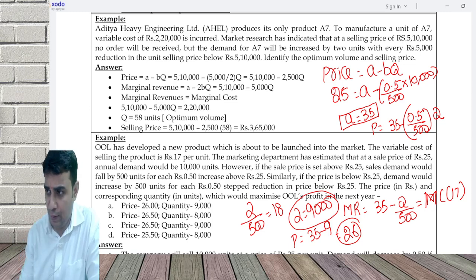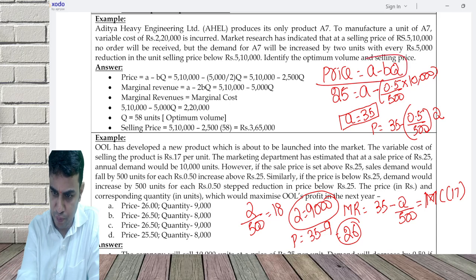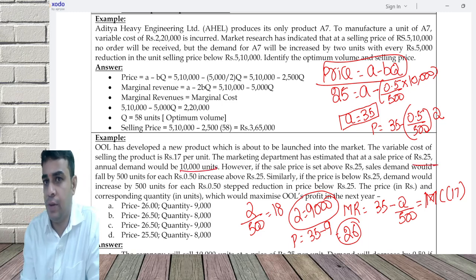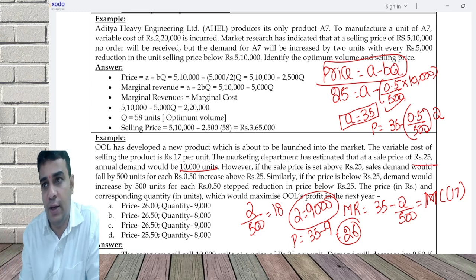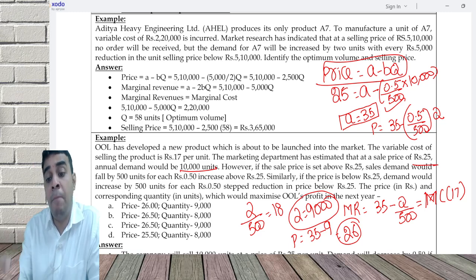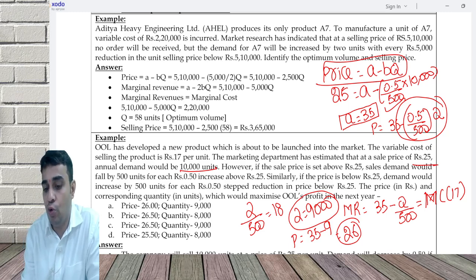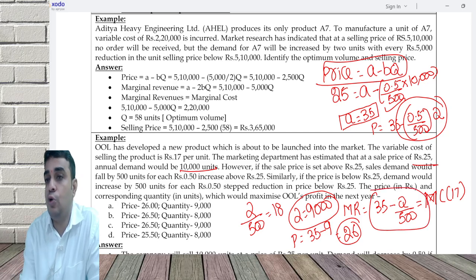First, price is equal to A minus BQ. In that I know price is 25, volume is 10,000. So I use that: 25 is equal to A minus change in price by change in quantity into 10,000. I get A as 35. Then price is equal to 35 minus 0.5 by 500 into Q. Marginal revenue is 35 minus 0.5 by 500 into 2Q, which becomes Q by 500.